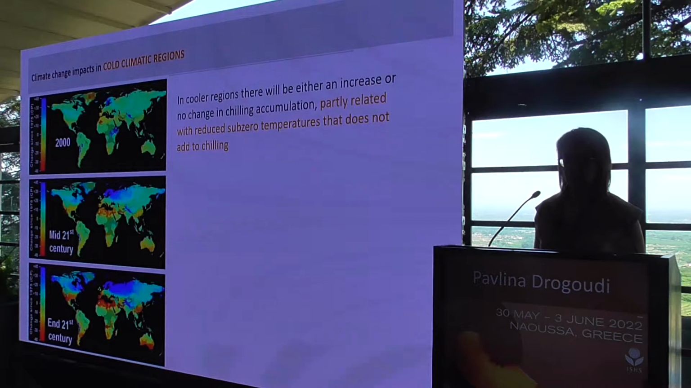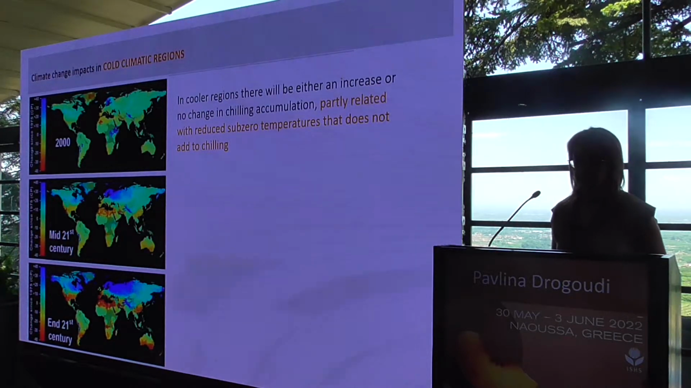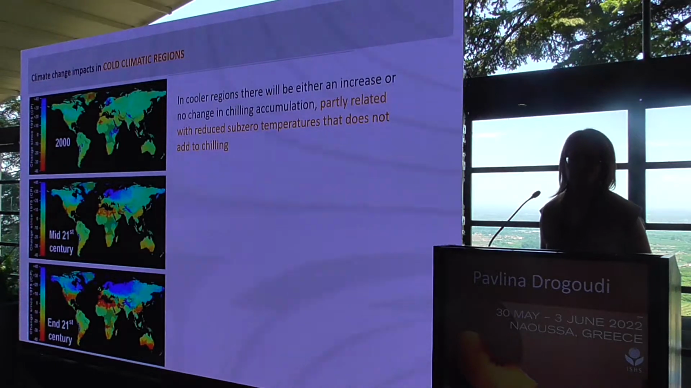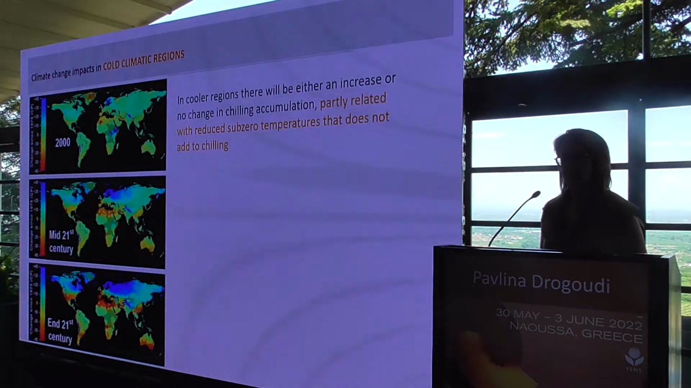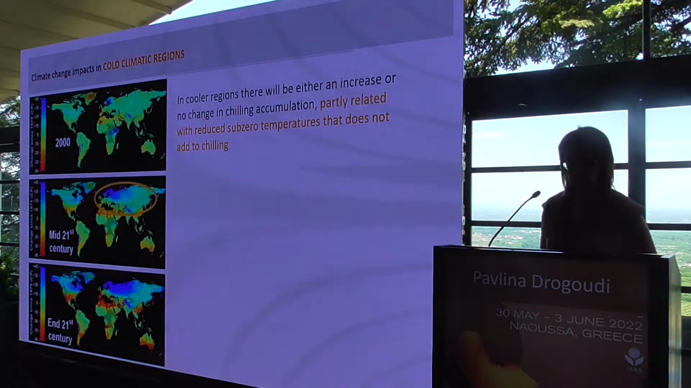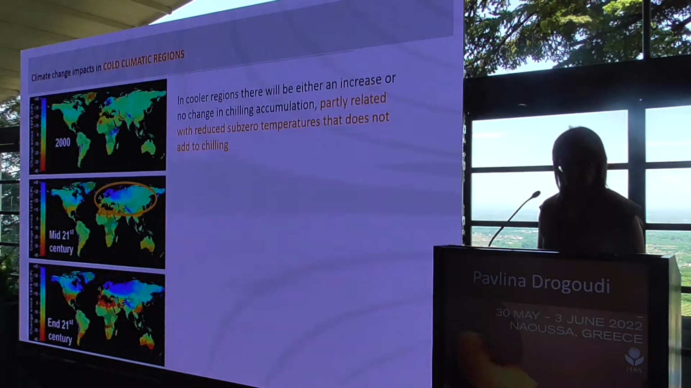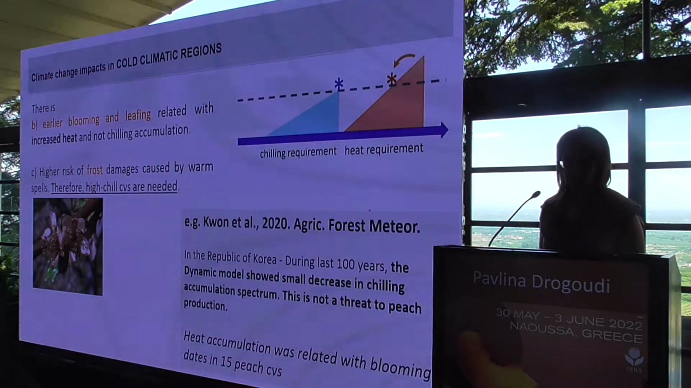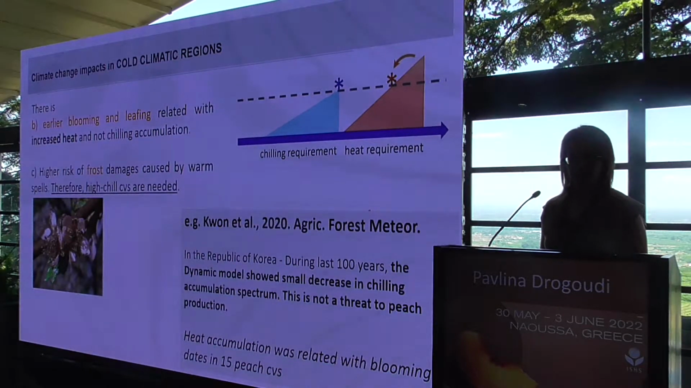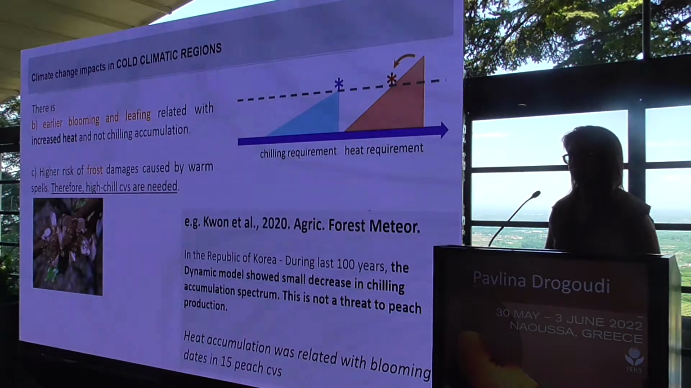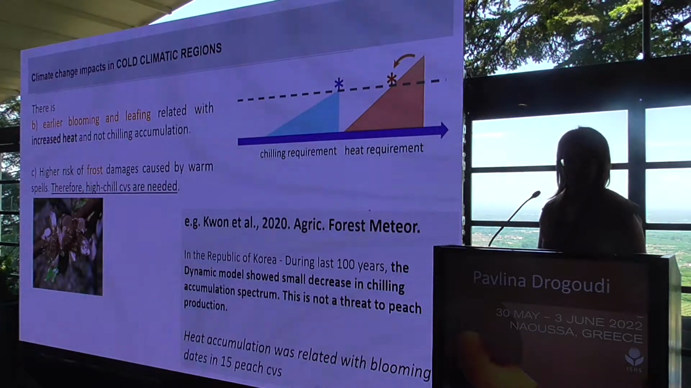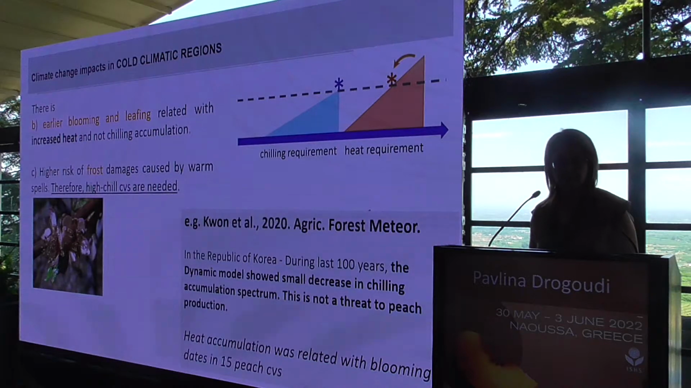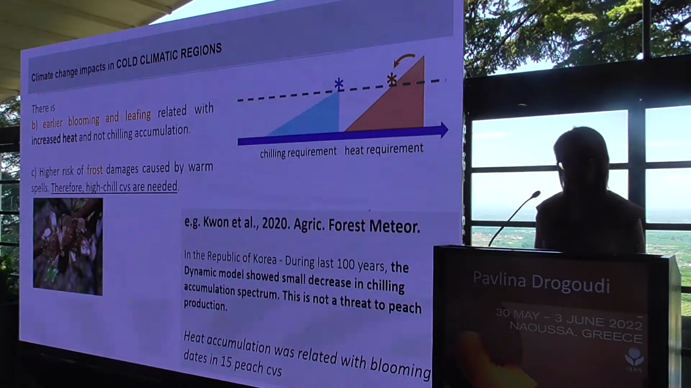What's happening in cold climatic regions? In cooler regions, there will be either an increase or no change in chilling accumulation. That is because they will have reduced sub-zero temperatures that do not add to chilling. Which means that in these places, since the chilling requirement will still be fulfilled, they will have increased heat accumulation that will result in earlier blooming and leafing.